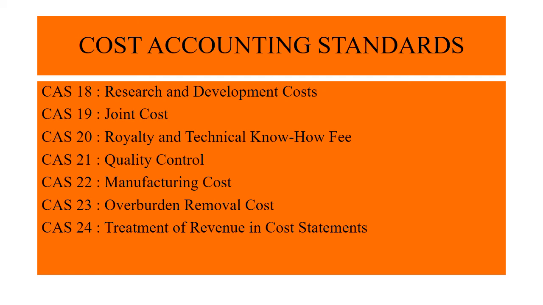Cost accounting standard 19 is joint cost. Cost accounting standard 20, royalty and technical know-how fee. Cost accounting standard 21, quality control. Cost accounting standard 22, manufacturing cost. Cost accounting standard 23, overburden removal cost. And Cost accounting standard 24, treatment of revenue in cost statements. We will be taking a deeper look into these costing standards in our upcoming video.